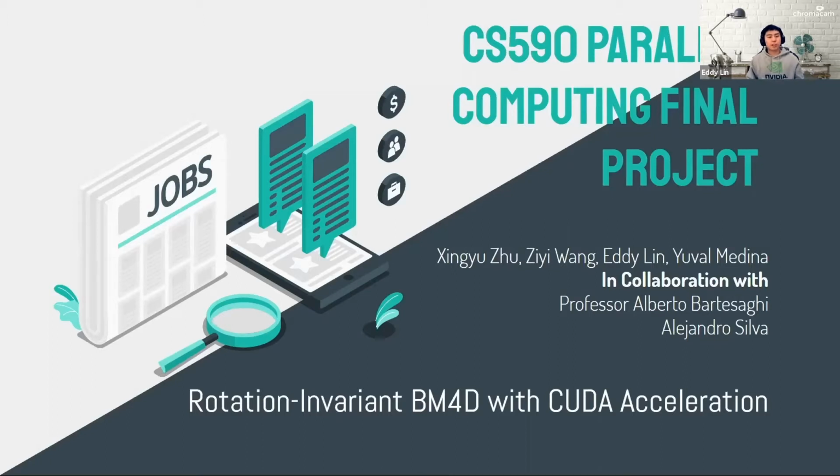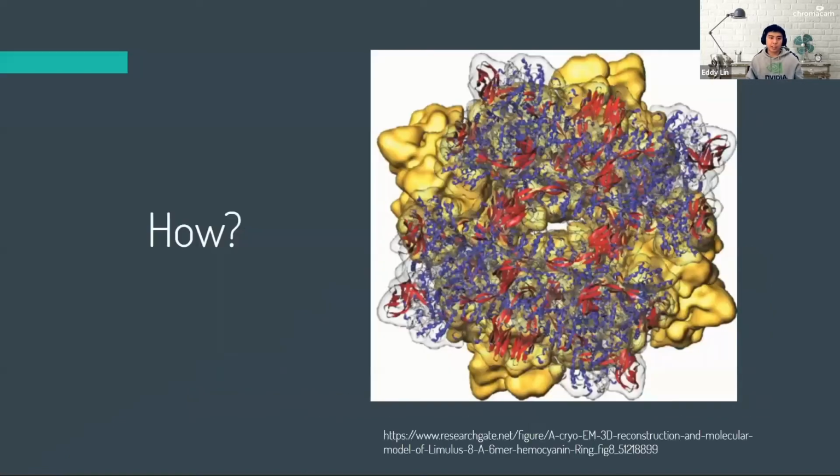What we are implementing is rotationally invariant BM4D with CUDA acceleration, and let's break that down. To begin with, let's consider this. We have some data in 3D that we took from very small microscopes. Obviously, those measurements are going to be very noisy. And our question is, can we recover the true molecular structure using just those noisy 3D data?